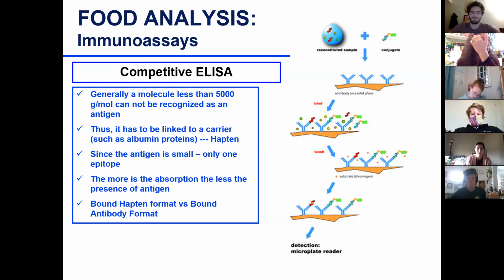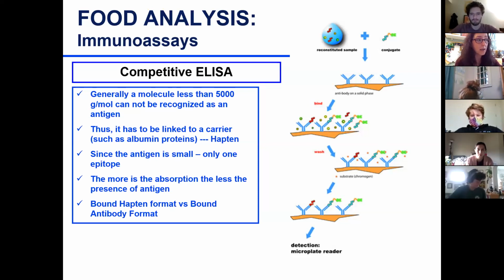So how are we going to do the detection then? In this case, we use a similar antigen from outside of the sample. Let's say we're looking at pesticide A in our sample. We get the standard pesticide A, and we label that with an enzyme. When we put in our sample and our labeled standard, there will be competition for binding. That's why it's called competitive ELISA. The labeled antigen and the antigen in the sample will be competing for binding sites.